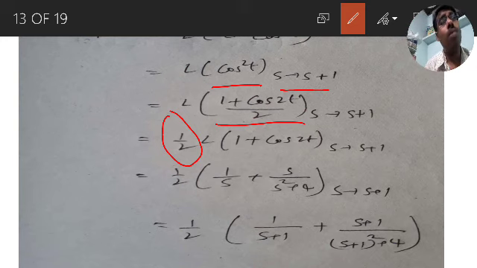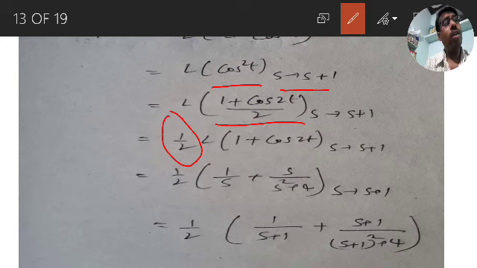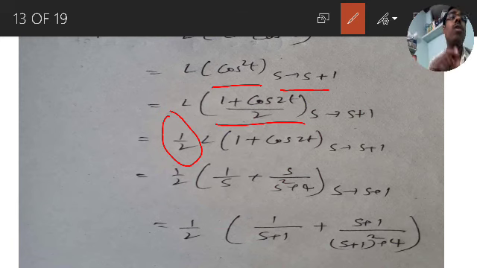Why is this problem coming in the examination? Firstly we apply the first shifting theorem, secondly the cos square a formula, thirdly the linearity property, and fourth the standard functions. So much knowledge is tested in a single problem. That's why these kinds of problems come in examination.